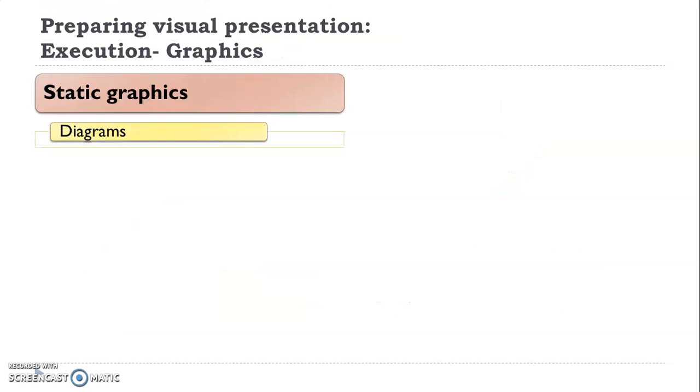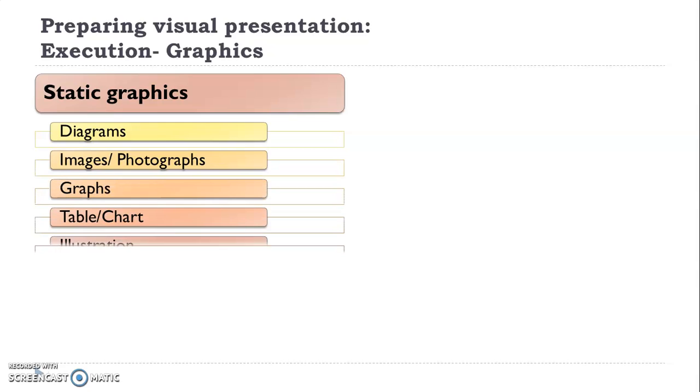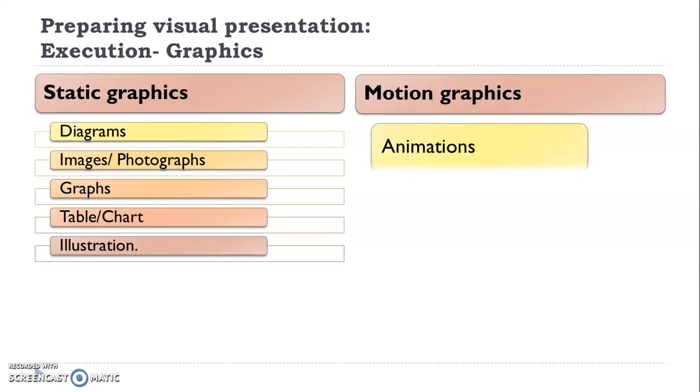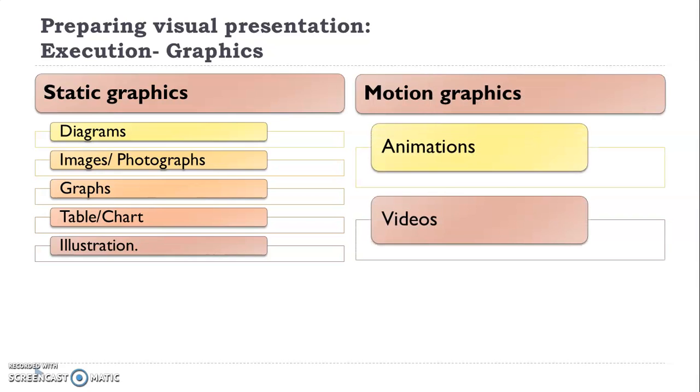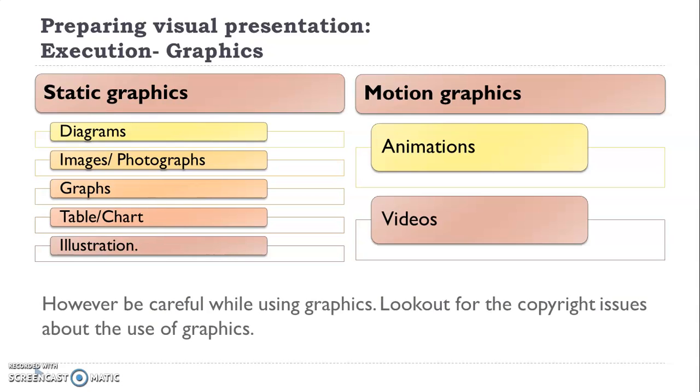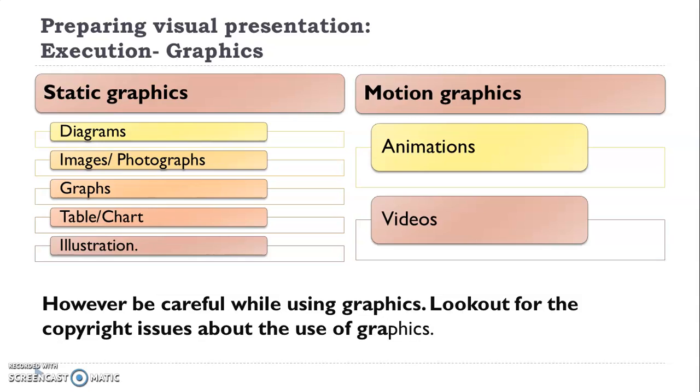Now, as a part of execution, we have graphics of two types: static graphics and motion graphics. Static graphics include diagrams, images, graphs, tables, illustrations, and motion graphics include movable graphics that can be designed through animations or videos. However, be careful while using graphics. Look out for copyright issues about the use of graphics.